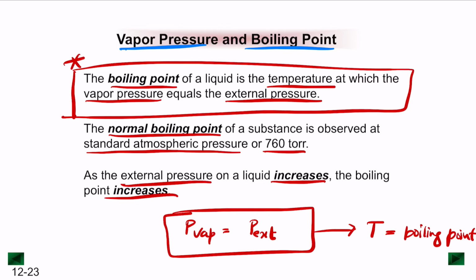That's the reason why, if you look at cooking in a pressure cooker, you will notice that the vegetables boil at a higher temperature, because there is still liquid water at that temperature due to the presence of higher vapor pressure. Because you've increased the external pressure, the vapor pressure will also increase.